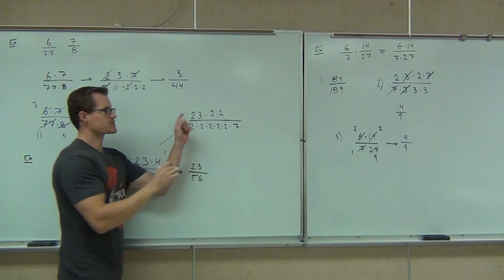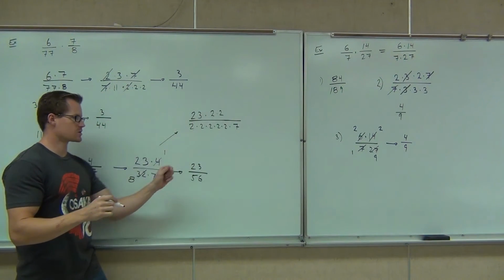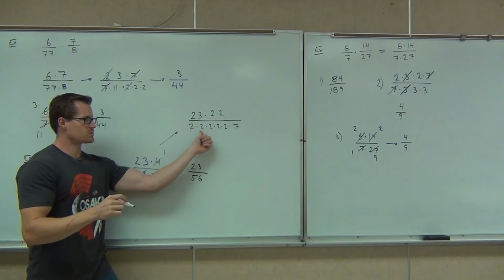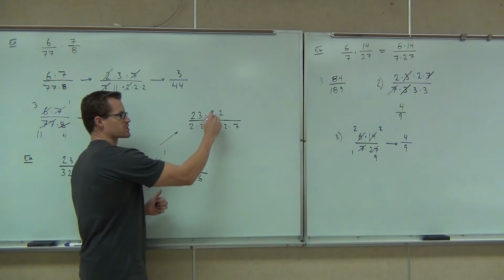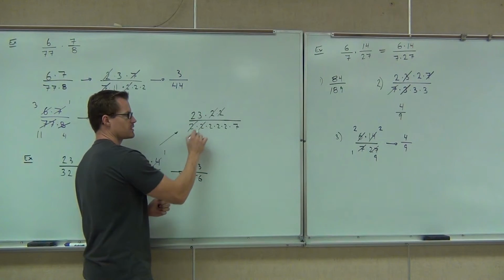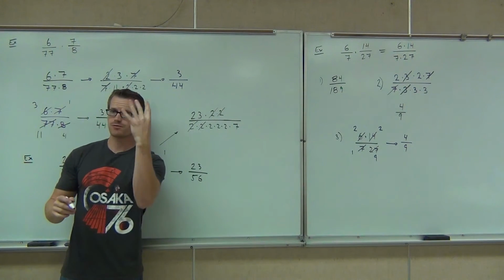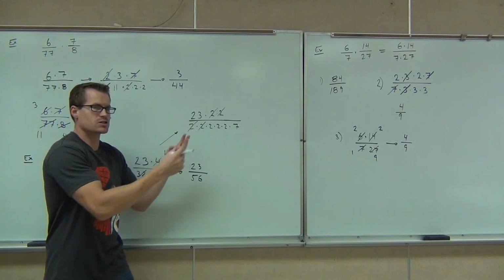if I were to break this up as the product of primes, it's 23 times 2 times 2. 32 is 2 times 2 times 2. 5 2's and a 7. If we're doing that, what we're really doing is we're simplifying just a couple of these 2's, right? That's actually simplifying 4, because 2 times 2 is 4. We're really just dividing by 4.